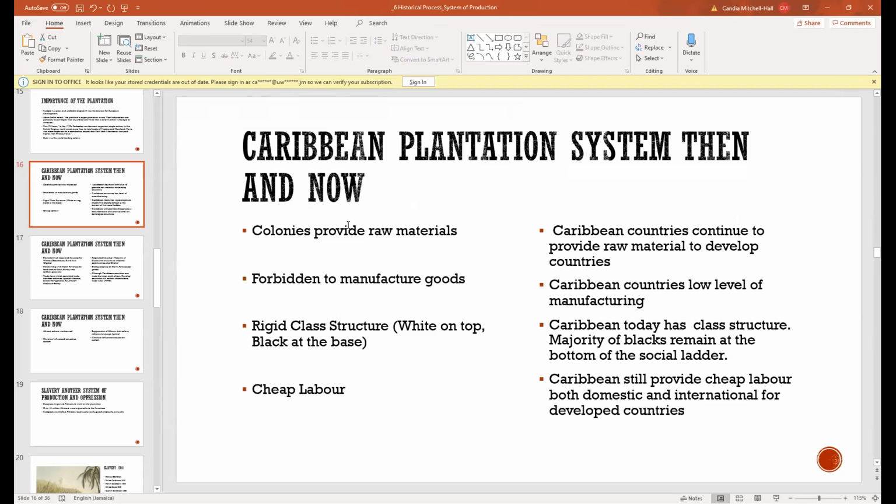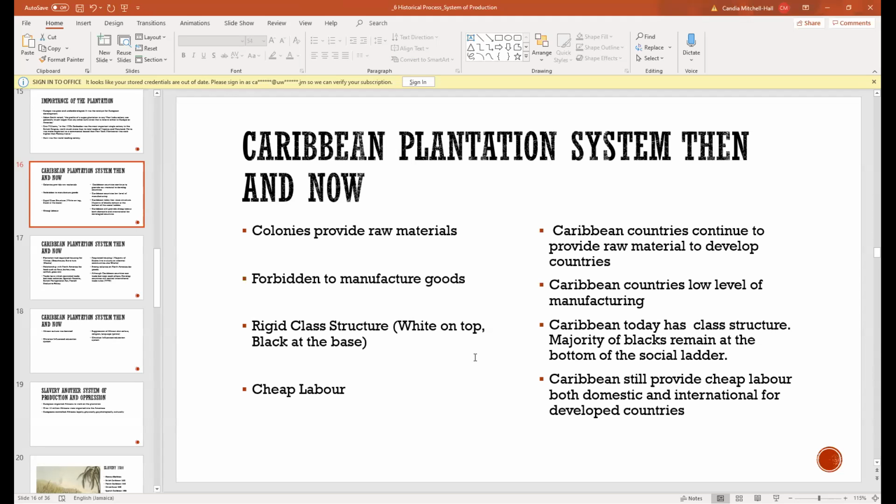Let us look at some of the systems that we have today. As mentioned earlier, colonies were only allowed to produce raw material. In today's Caribbean countries, we do produce manufactured goods, but guess what? Most of the time, the sole function of Caribbean countries is to produce raw material.